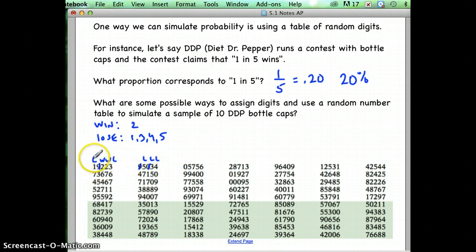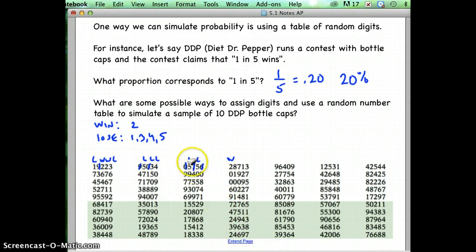Have we done 10 of them yet? 1, 2, 3, 4, 5, 6, 7. Okay. 0 doesn't count. 5 is a lose. 7 doesn't count. 5 is a lose. 6 doesn't count. Now, how many do we have? 1, 2, 3, 4, 5, 6, 7, 8, 9. We need one more. Oh, here we go. A 2, win. All right, so we won 3 out of the 10. Okay, could do it that way.